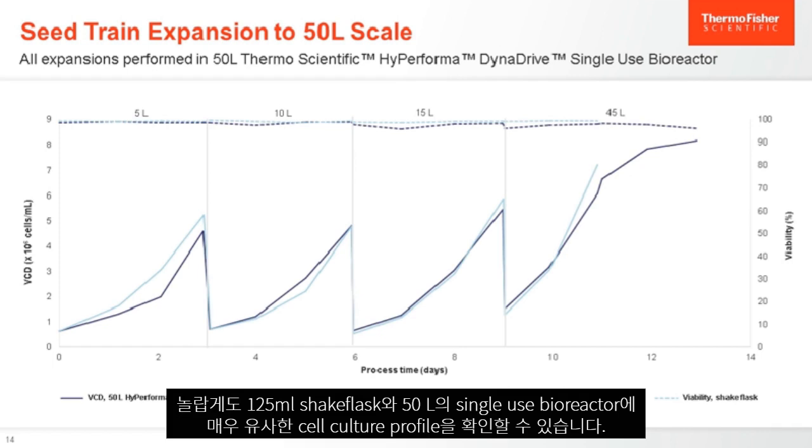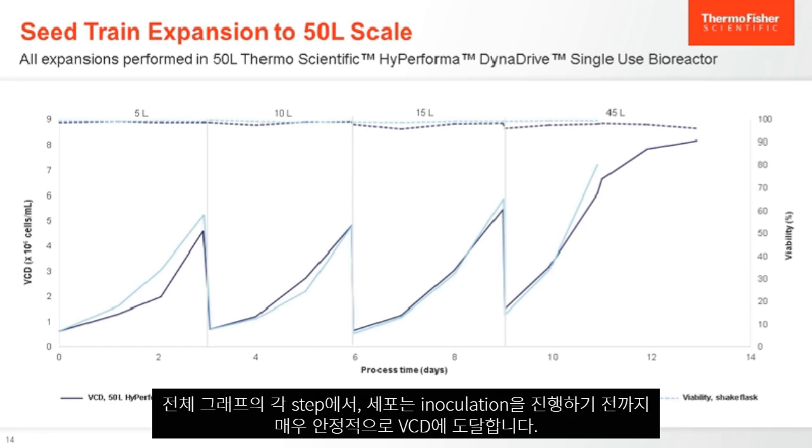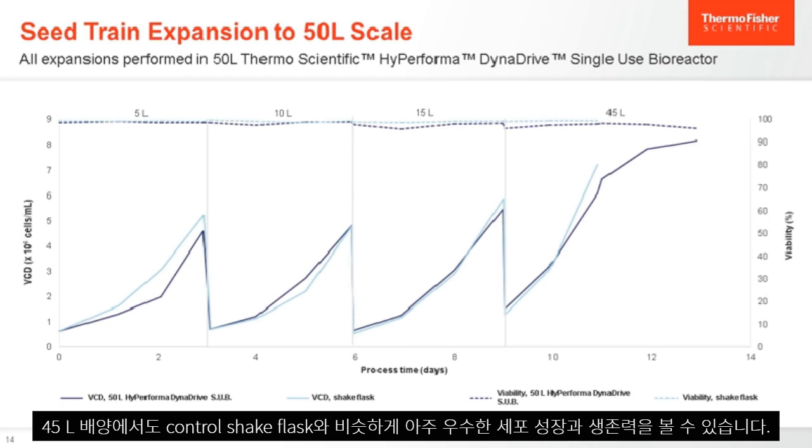And it's really, truly remarkable how close these profiles match one another from a 125 ml shake flask to a 50-liter single-use bioreactor. As you can see in each step along the way, the cells reach very consistent VCDs prior to being split or inoculated into the larger volumes. And again, at the 45-liter volume, we have excellent cell growth and viability in both vessels.